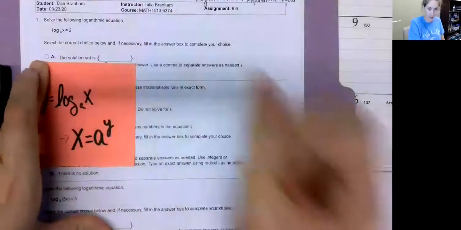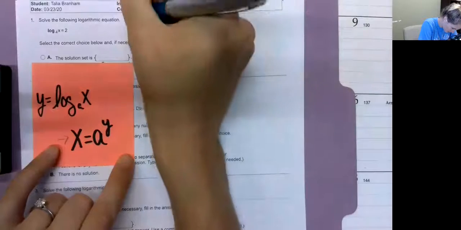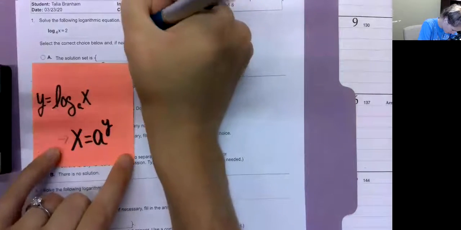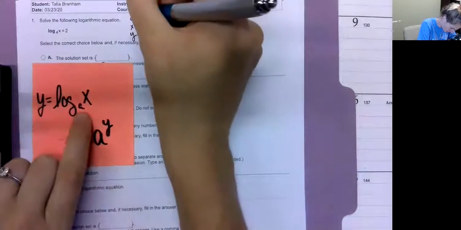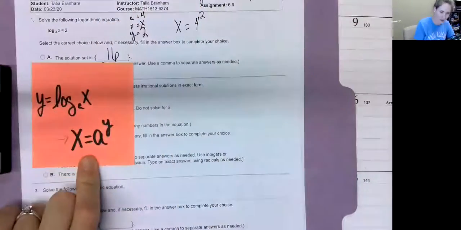So this one we're going to use this formula. a^x = y, where y is 2, a is 4, x is x. So we have x equals 4 squared. So the solution set is 16.